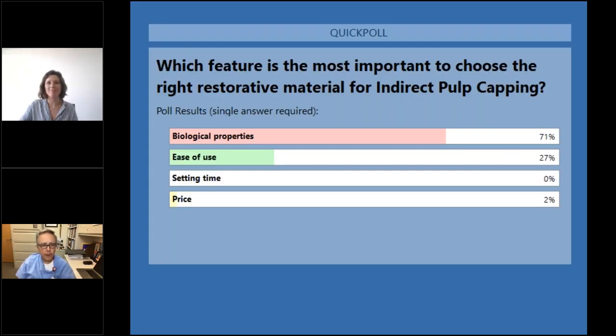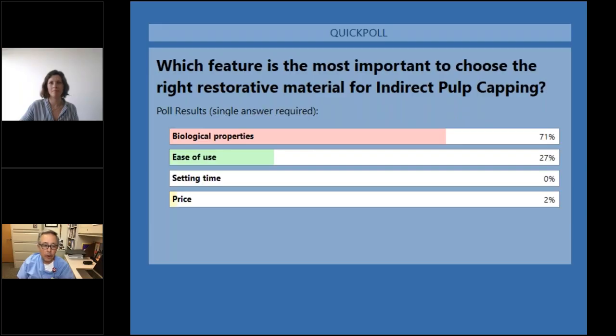Ideally, it will be perfect if we have a material with all these features: good biological properties, easy to use, an appropriate setting time, not too long, and then price. Out of these options, the majority answered biological properties. That means that the majority of attendees to the webinar prefer a material with biocompatibility. And I kind of agree with that.